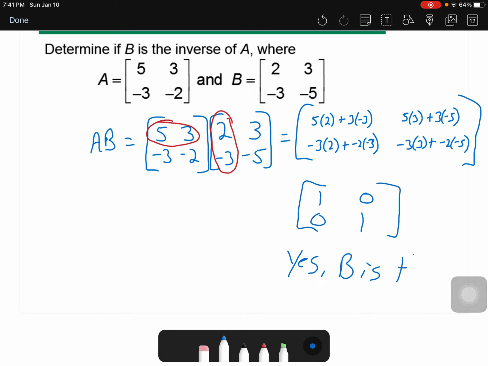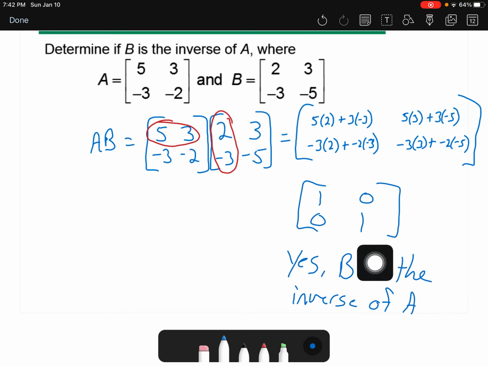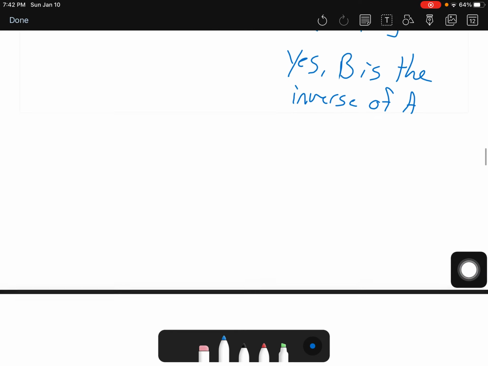B is the inverse of A. Okay, so that's how we can check it. If they say, are these two inverses, multiply them and see if you get that identity matrix.